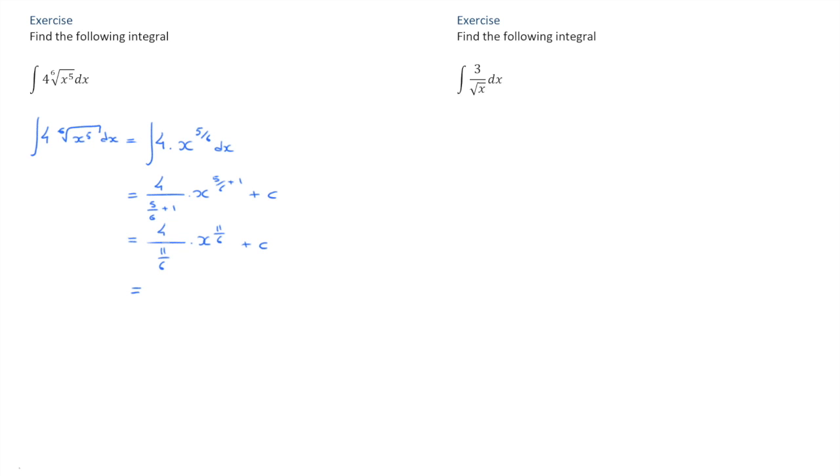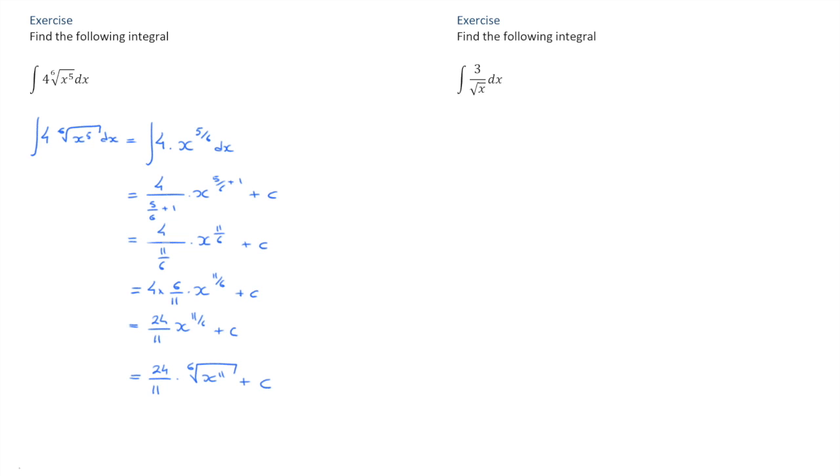Now we take care of the denominator again, or this fraction I should say. 4 over 11 over 6 is the same thing as 4 times 6 over 11. So that's 4 times 6 over 11 times x to the power of 11 over 6 plus c. Now 4 times 6 over 11 is equal to 24 over 11 times x to the power of 11 over 6 plus c. We could stop now, but we could also write this back in root form, and we can write that this equals 24 over 11 times the 6th root of x to the power of 11 plus c.